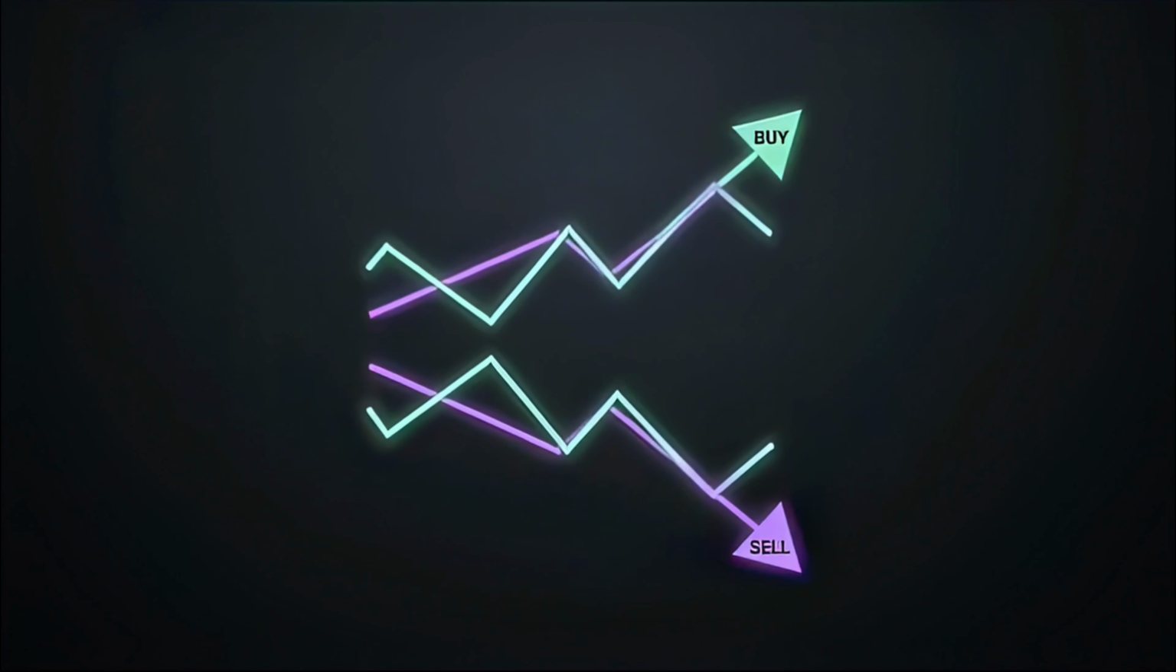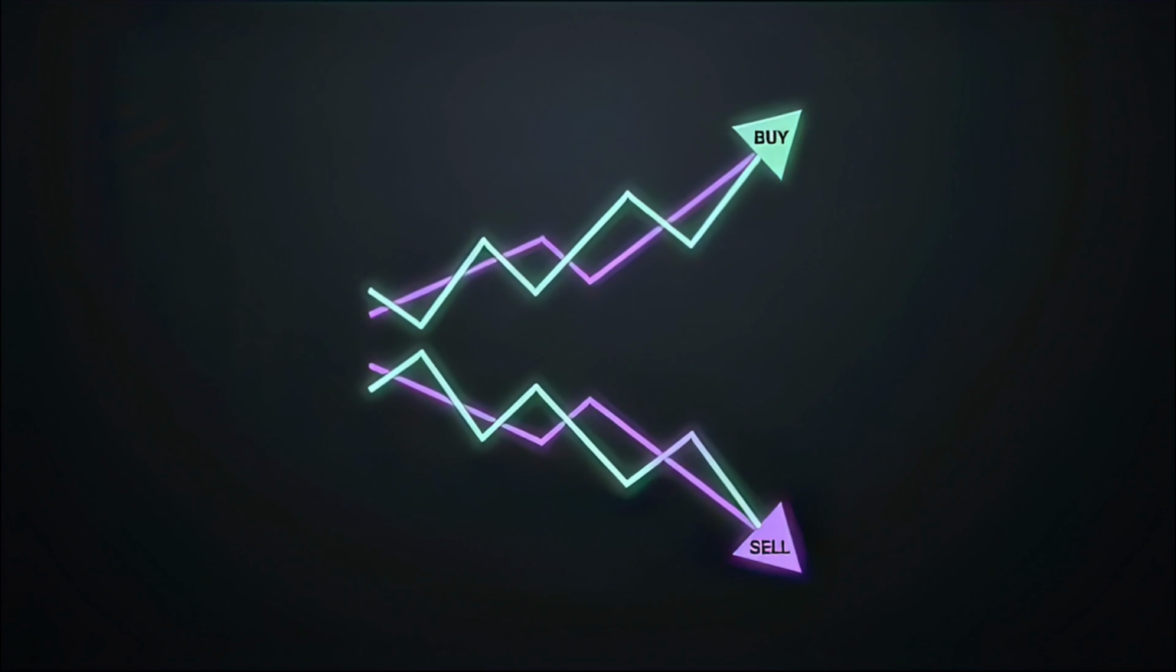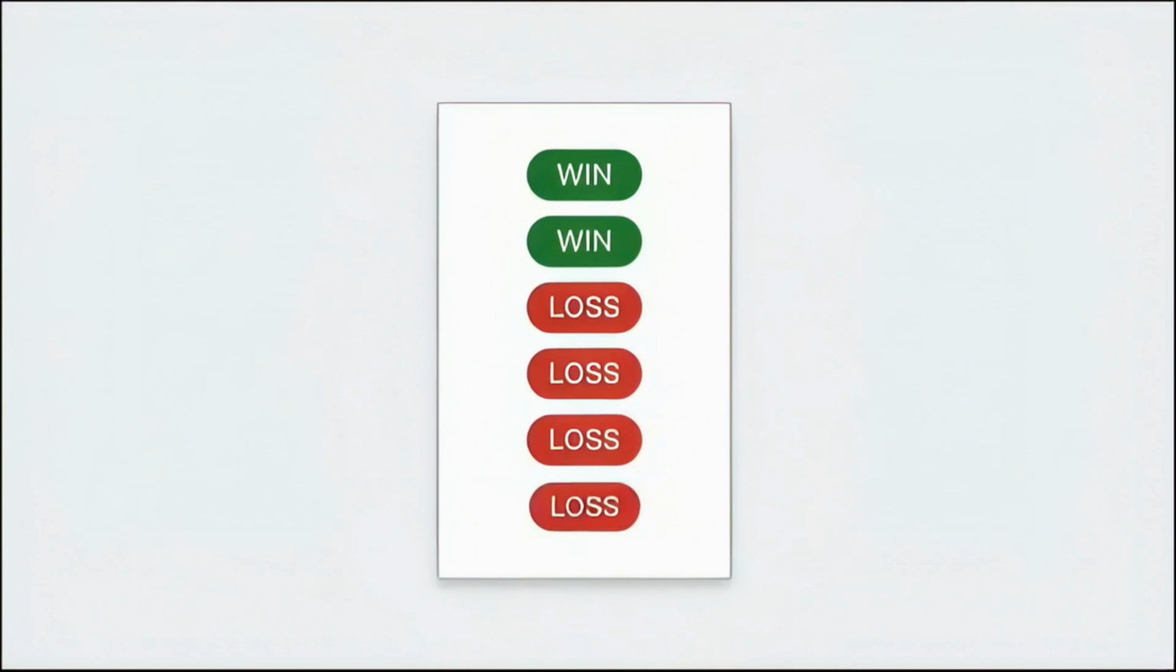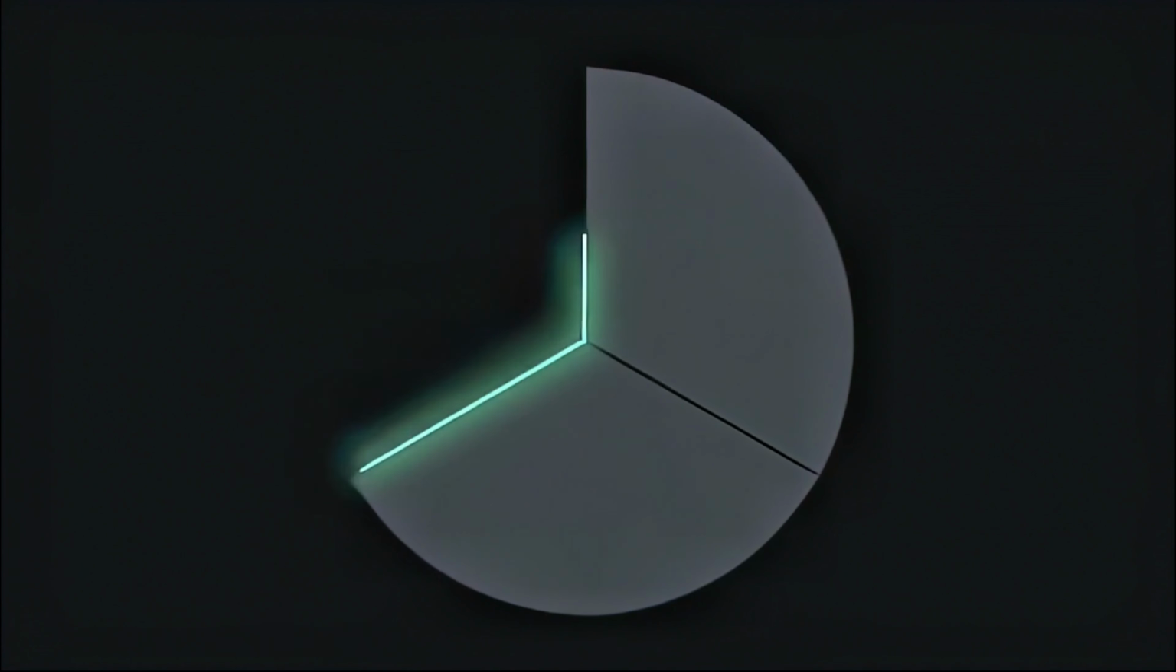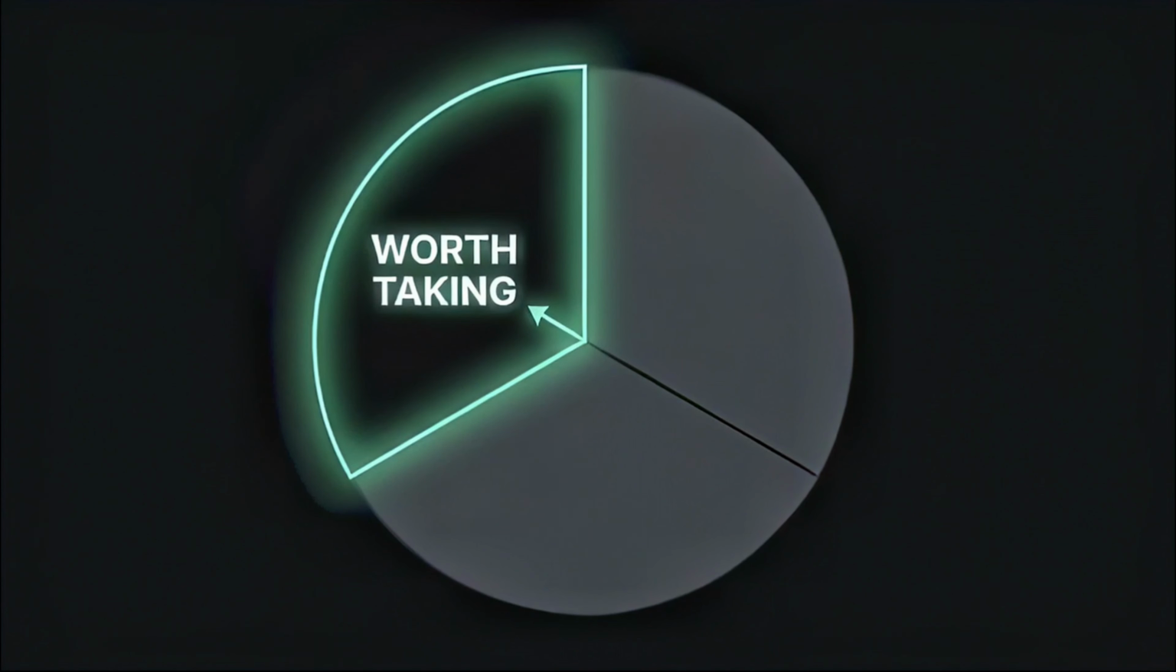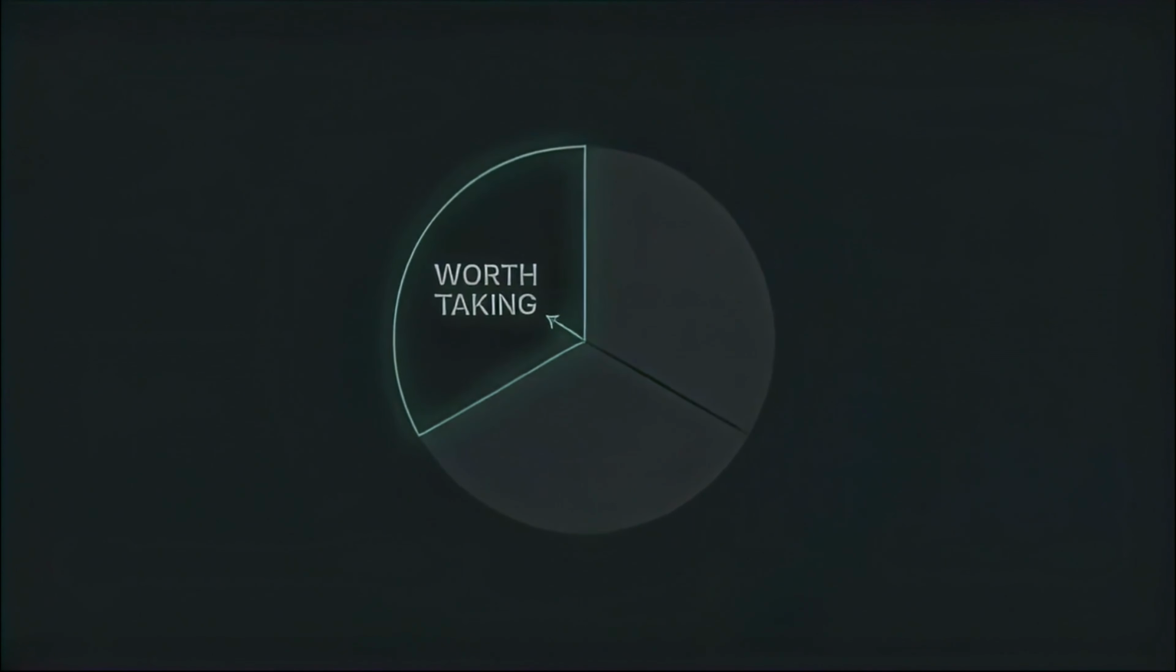Let me guess. You learned that when the two lines cross upward, you buy, and when they cross downward, you sell. You tried it. It worked twice, then handed you 4 losses in a row, and you decided crossovers are a beginner trap. They are not a trap. You were taking every single one of them, and only about a third of them were ever worth taking.